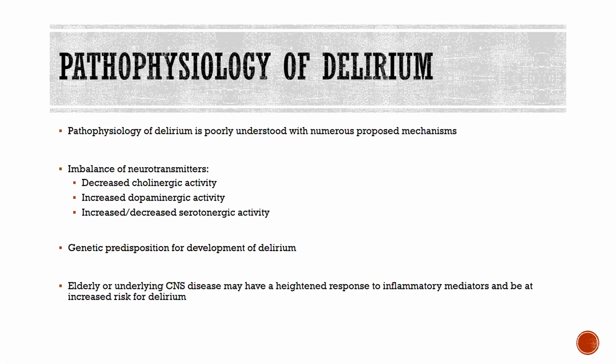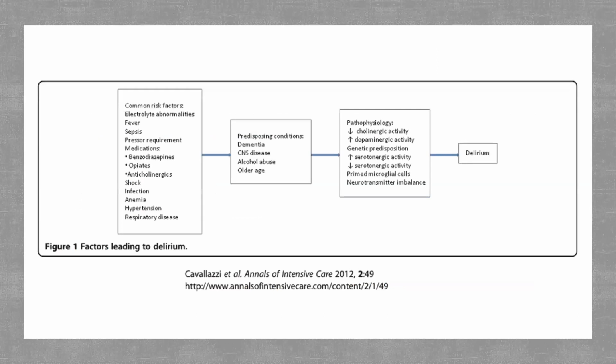And finally, as mentioned earlier, the elderly and people with underlying CNS disease may have a heightened inflammatory response that could put them at increased risk for delirium. So I like this table just because it pulls together everything that we talked about. You have your risk factors for delirium, as well as your predisposing conditions, and then your pathophysiology. And you can see that patients who are older also have primed microglial cells that put them at risk for delirium, and all those things contribute and could lead to delirium.